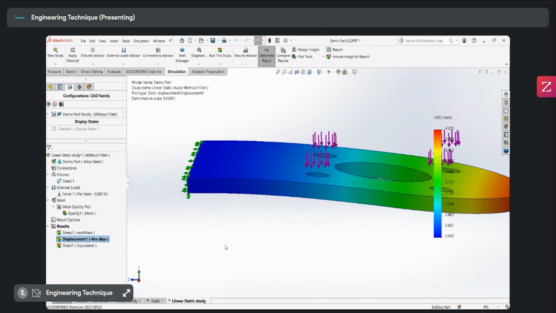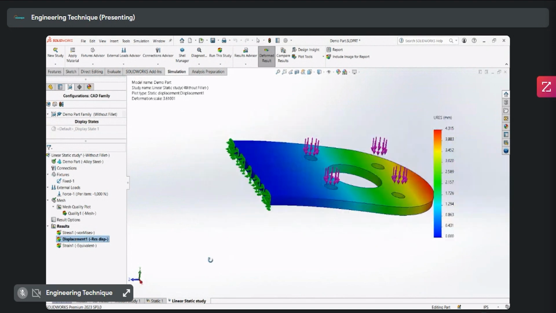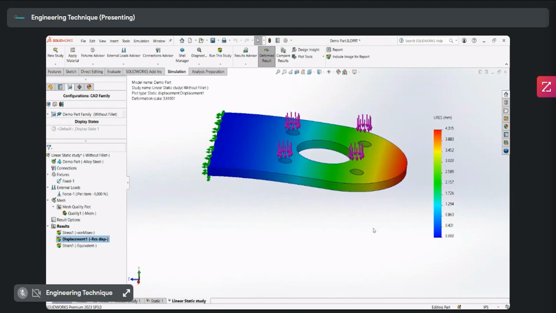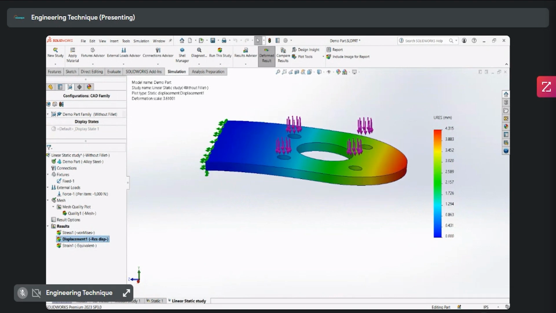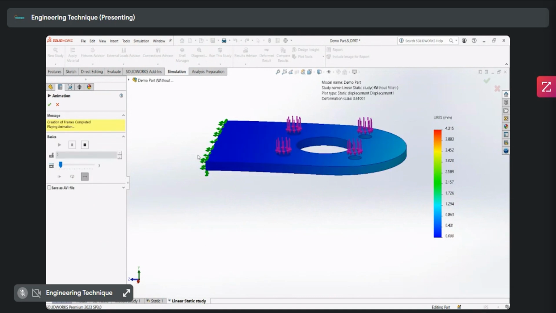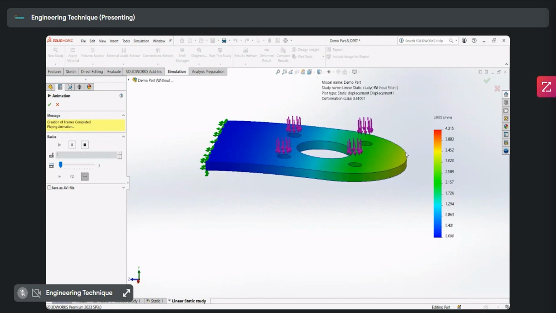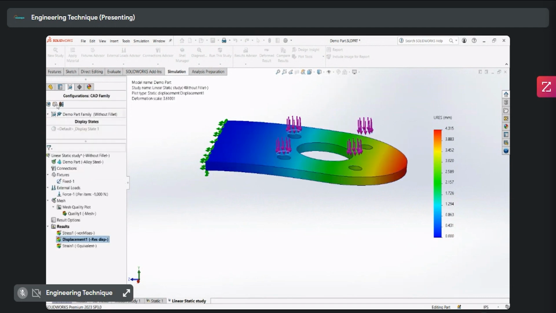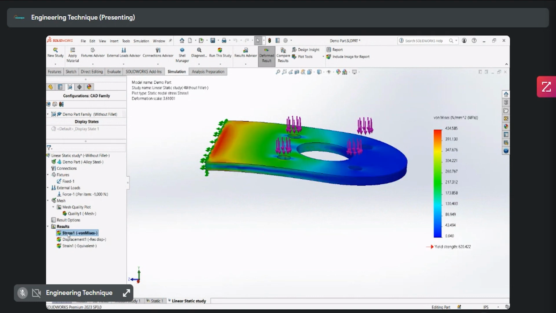By double clicking this, you will get the deformation in terms of mm. If you want to animate this, you right click and animate. Now you can see here the maximum deformation takes place at this boundary, just opposite to the fixture, and vice versa, the von Mises stress is generated maximum on the fixed side. Now, at the post-processing, the simulation has been completed.